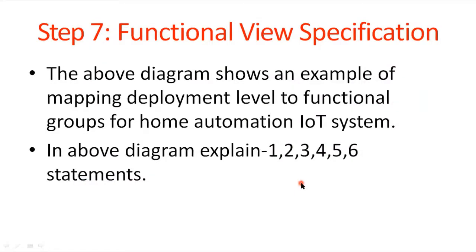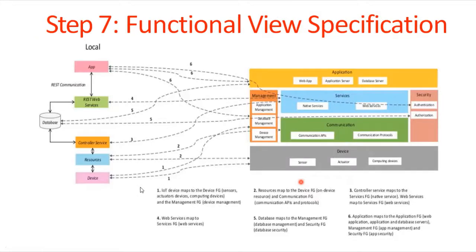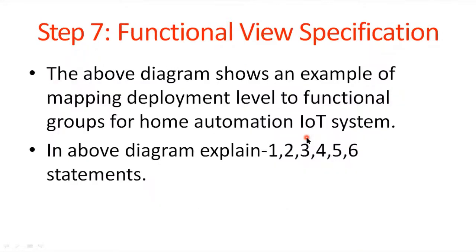Coming to this particular functional group, you have to explain, for example, the IoT device maps to the device functional group. How can you map this one? And then the second important one: the resource maps to the device functional group. And then the third important one: the controller service maps to the service functional group, the native service. How can you map this particular service group? In this way, you will map all the information to different functional groups. This is a functional group.